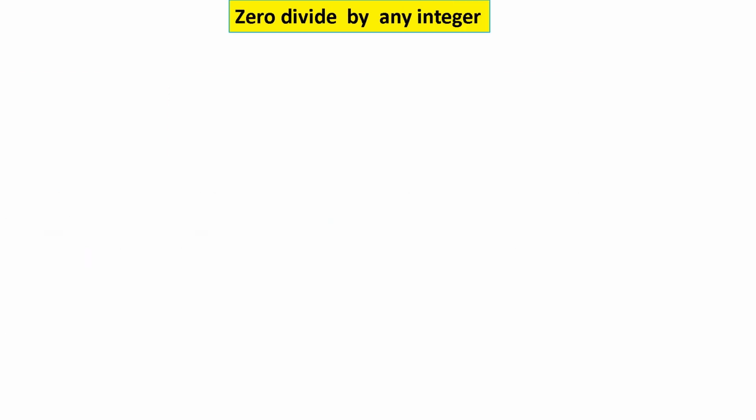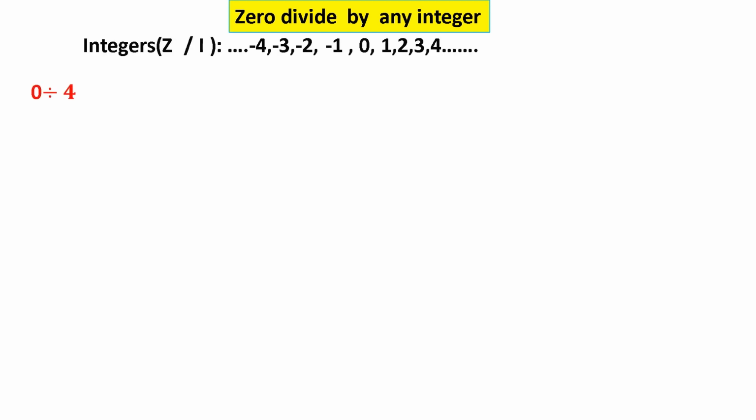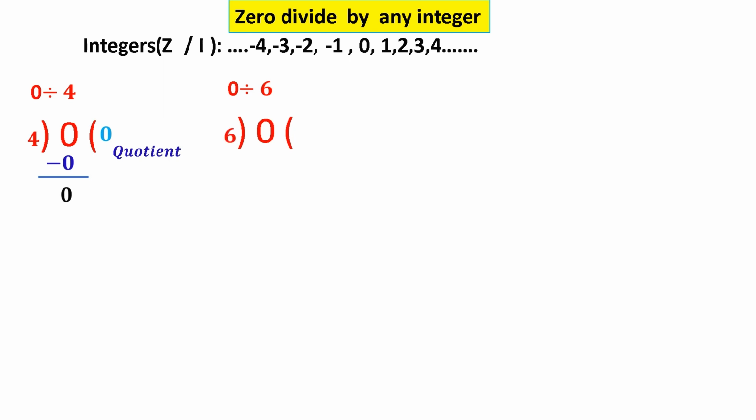Next, 0 divided by any integer. Now, 0 divided by 4: 4 times 0 is 0. The quotient is 0. Next, 0 divided by 6. Now the quotient is 0, since 6 times 0 is 0. So that's why we get the quotient 0.